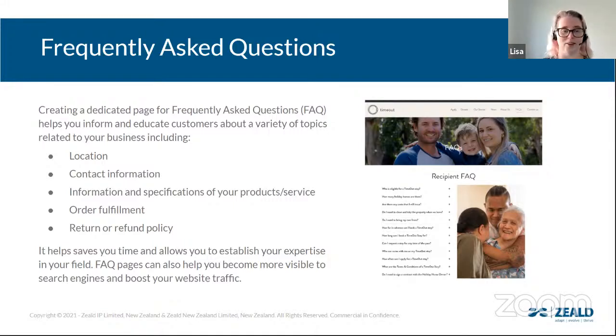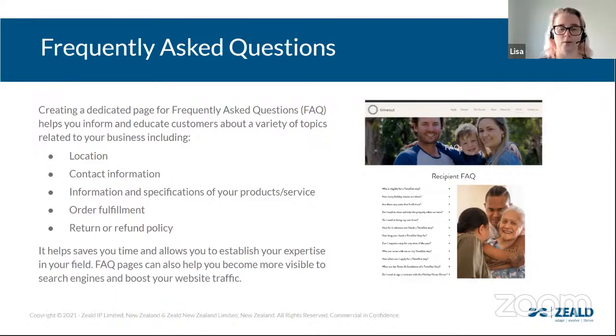This can include location, contact information or how to get in touch, information or specifications about your products or services, information about your order fulfillment. So what happens once I order, what happens once I decide to go ahead with your service, return or refund policies, or any little things that they may need to know.